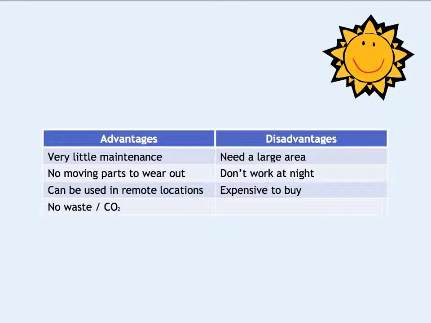There are, of course, some disadvantages. Firstly, you need to have a large area. To generate enough electricity for a town, you would need to cover quite a few fields with solar panels to generate the amount of electricity needed. Secondly, they don't work at night or at other times where you don't get a great deal of solar radiation, so when it's cloudy they're not going to work as efficiently. And finally, they are expensive to buy. Obviously that's counteracted by the fact that there's very little maintenance cost, but your initial outlay is quite high.